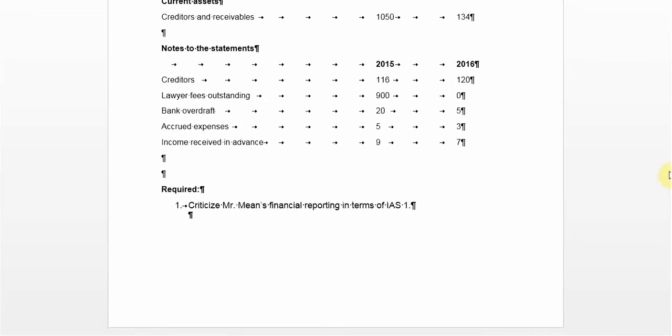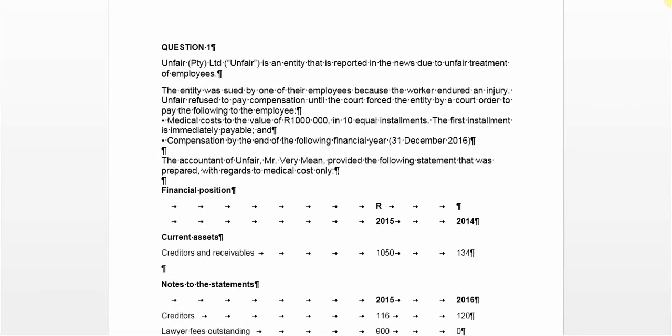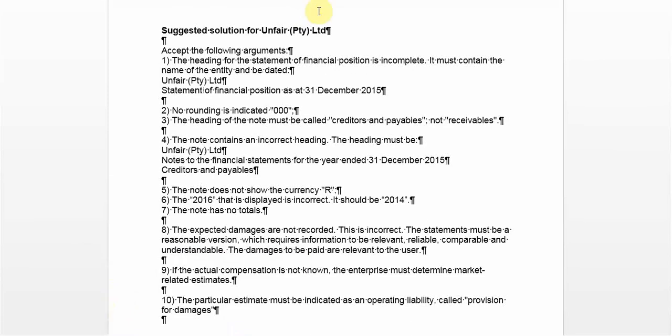So in the required part, they asked you to criticize the financial reporting, and here I've really said quite a few things. So I just want us to quickly look at the memo. So the memo says very similar things to what I've explained now. So again, the heading of the statement of financial position is incomplete, and they explain that it should be dated, you need the title, you need the name of the entity. No rounding was indicated. The heading is wrong, creditors and payables. There should not be receivables in that note.